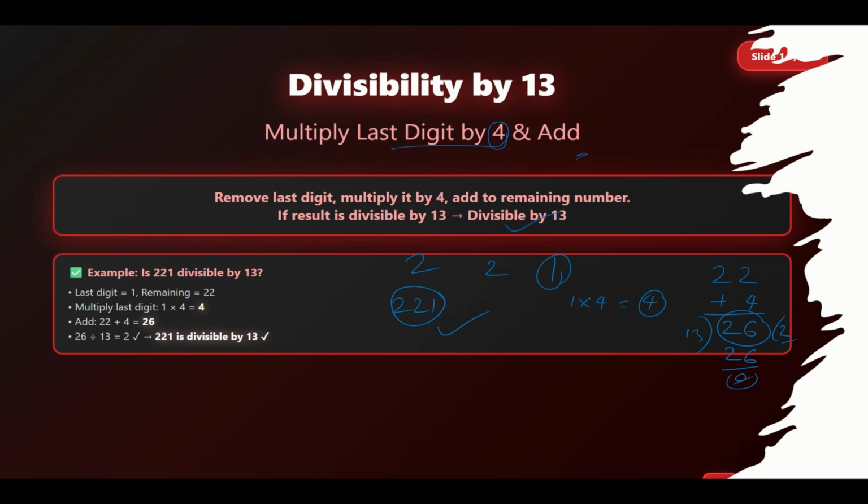Notice how this is similar to rule 7. But we add instead of subtract. In 7, we subtract. In 13, we add. Alright, almost done. Just 2 more.